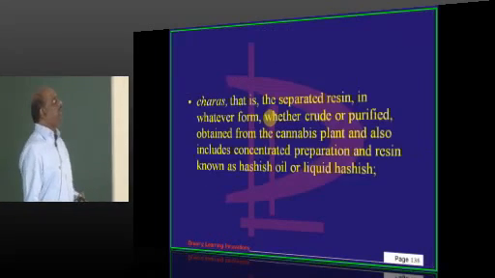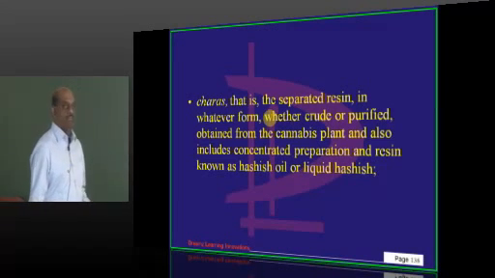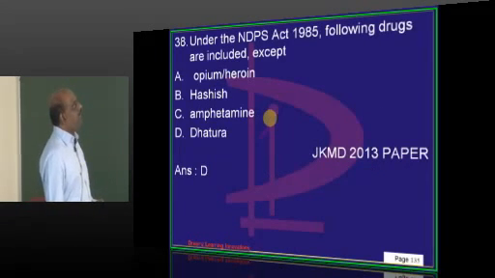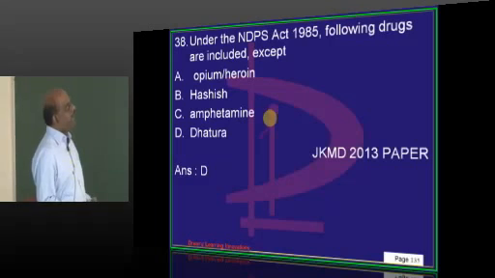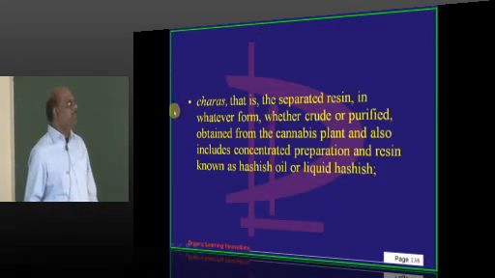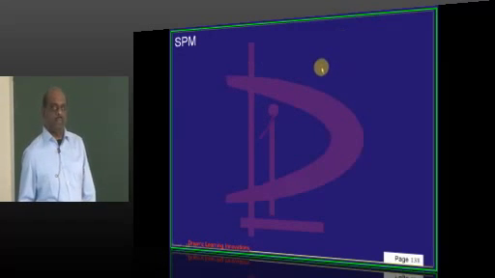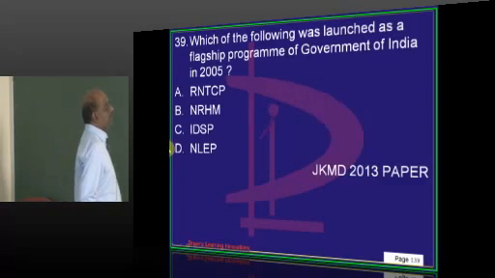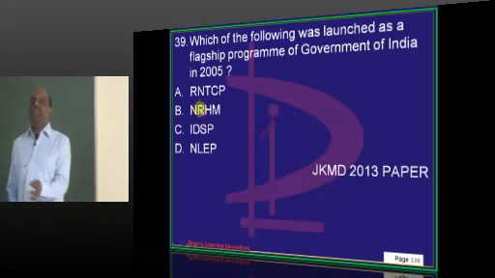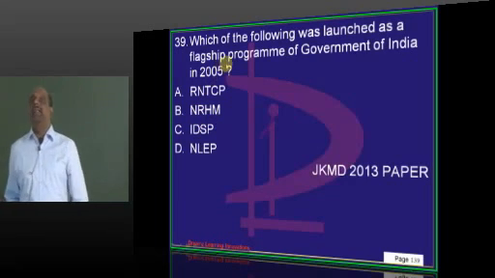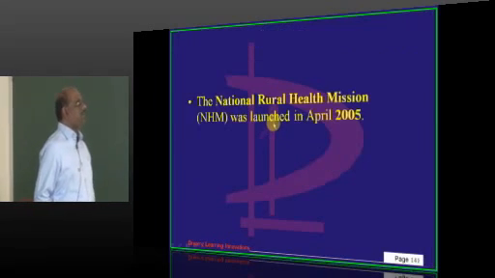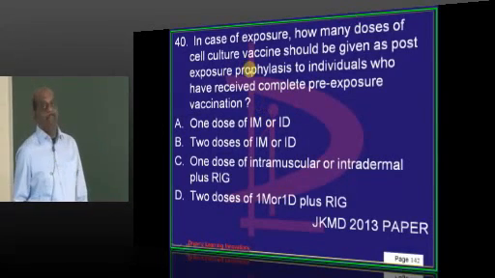Under the NDPS Act, what is included, doctor? Amphetamine, hashish, opium, all of them under the Narcotic Drugs and Psychotropic Substances Act. NRHM, National Rural Health Mission, was typically introduced in 2005, April.